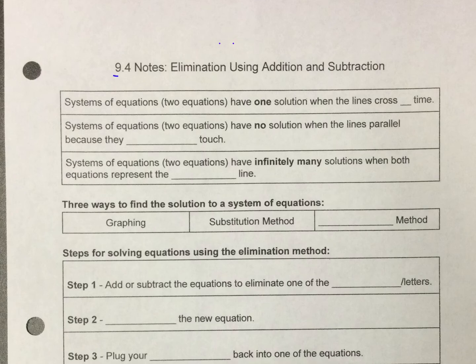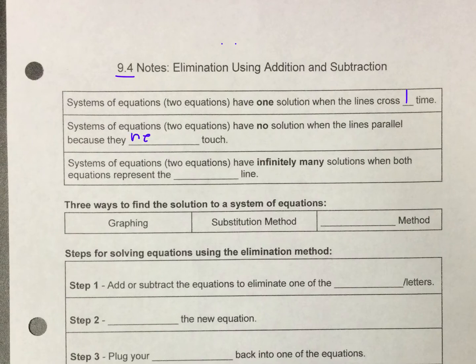All right, these are your 9-4 notes. Systems of equations have one solution when the lines cross one time. We know that. Systems of equations have no solution when the lines are parallel because they never touch. And systems of equations have infinitely many solutions when both equations represent the same line. So we have graphed to find the solutions to systems of equations.